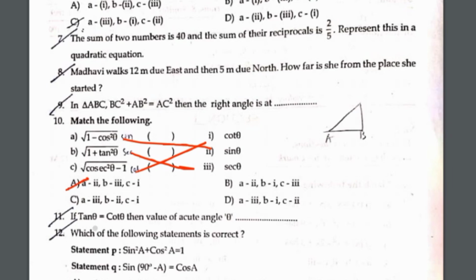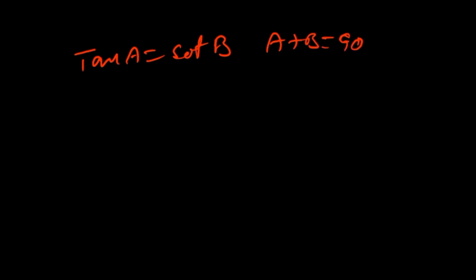If tan theta is equal to cot theta, then the value of theta equal to, you know very well, if tan A is equal to cot B, then you can prove that A plus B is equal to 90 degrees, right? And here given tan theta equal to cot theta. It's very simple question actually. At tan 45 and cot 45, both results are the same. That is answer is 1. Tan 45 is 1 and cot 45 also 1.